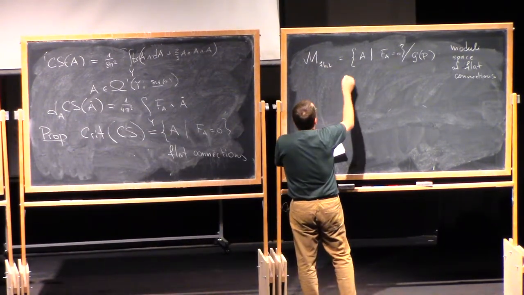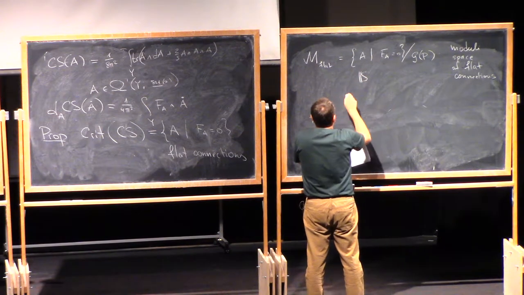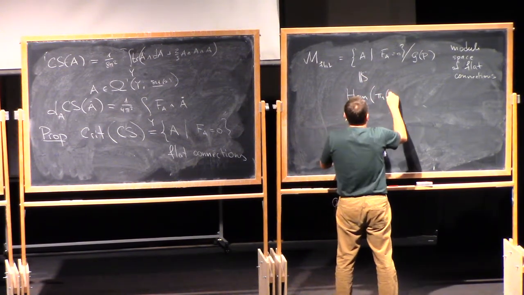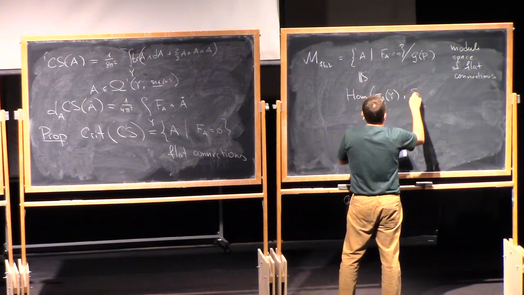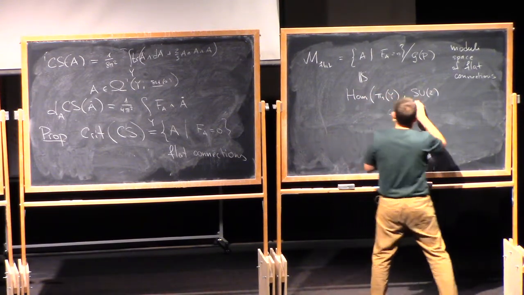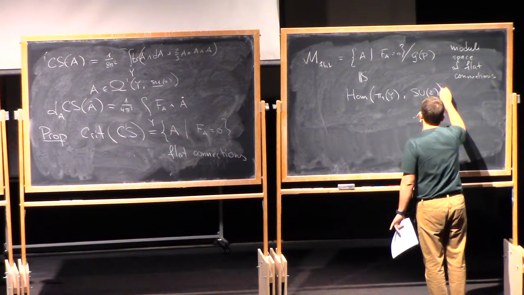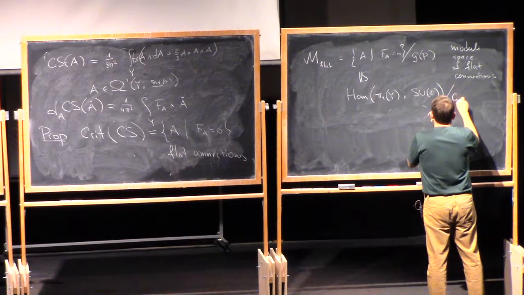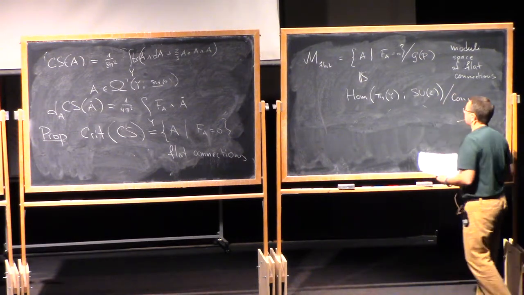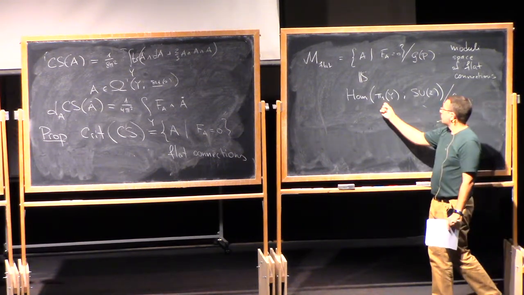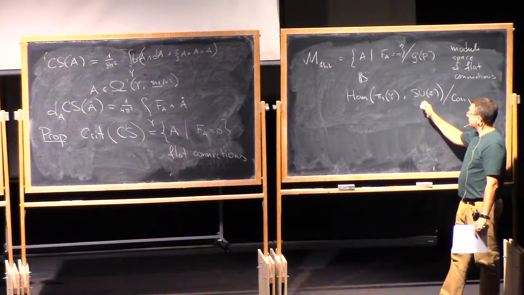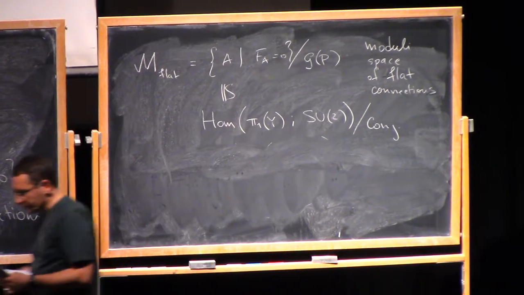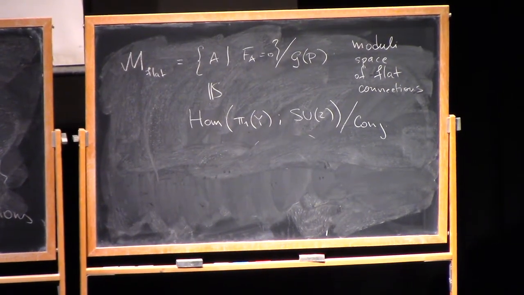Namely, it turns out that this space is just the same as a space of homomorphisms from the fundamental group of Y into SU2, divided by the conjugations. SU2 is here really not essential; this works for any group. So it means that if I have two homomorphisms, I can conjugate by a fixed element of SU2, and such homomorphisms are said to be equivalent.